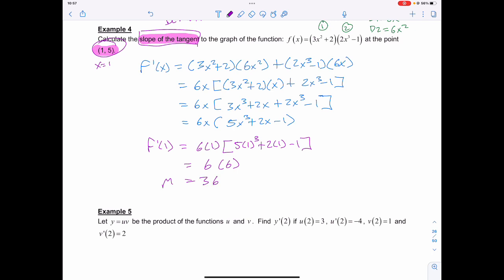Now, it's important to note that even though we did the process, which is a good habit to get into, could we have just substituted in x is equal to 1 into our very first statement? Yes. This was not actually necessary. But it's good practice. It's always nice to be able to simplify.